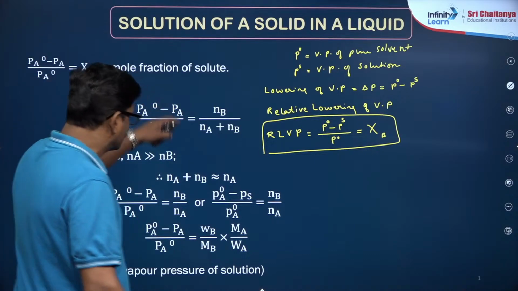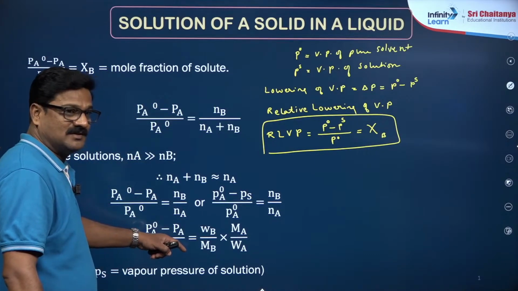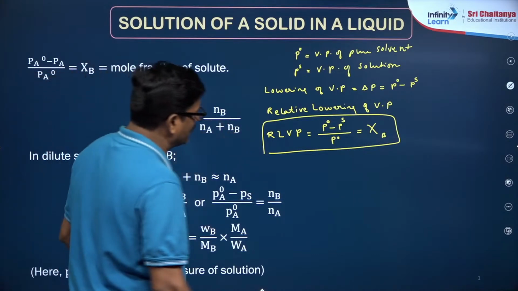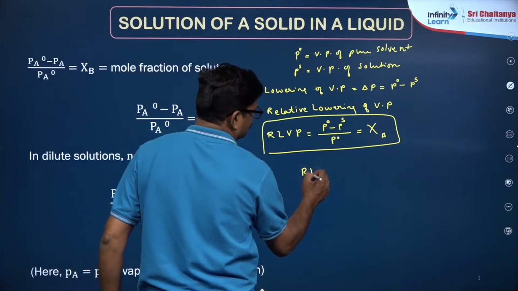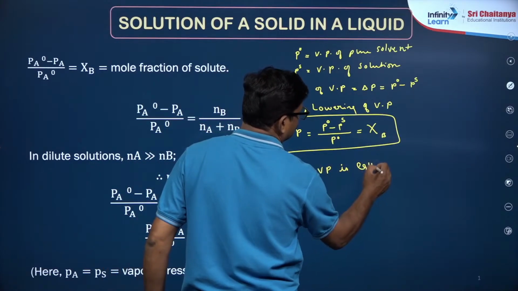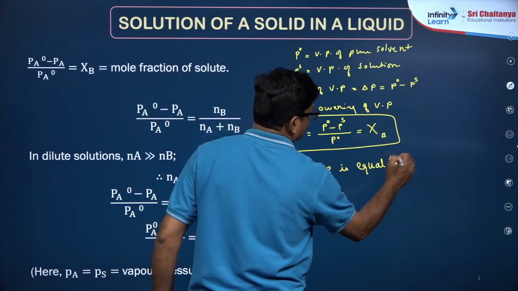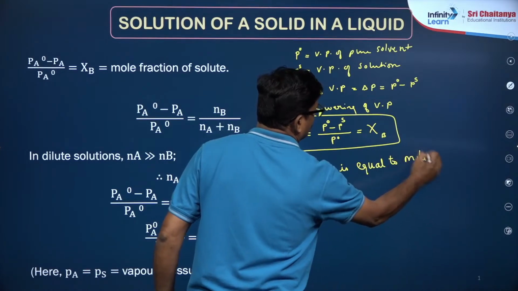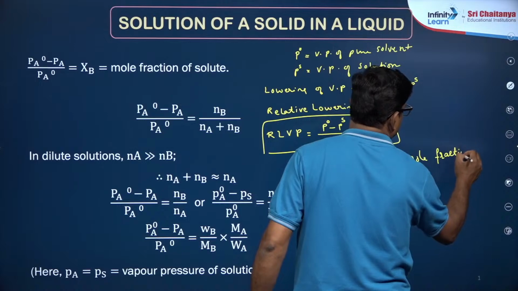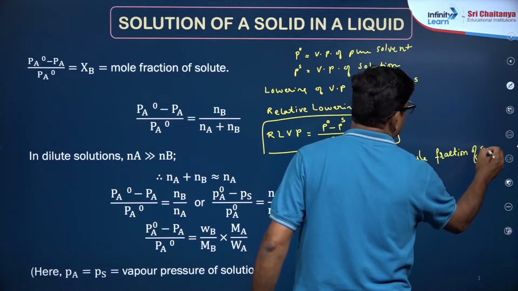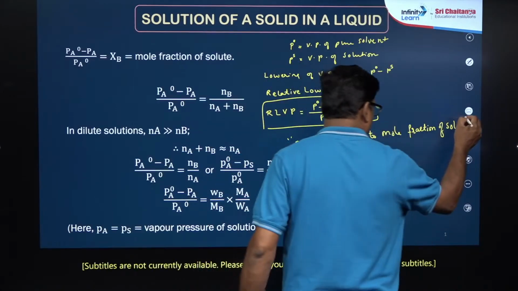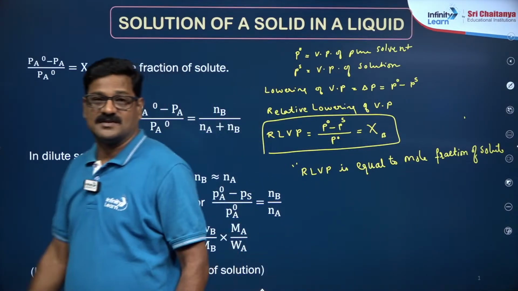This is the actual derivation for this. Okay, so we don't need the derivation. So relative lowering of vapor pressure is equal to the mole fraction of solute. That is enough. From this we can also calculate the molecular mass.